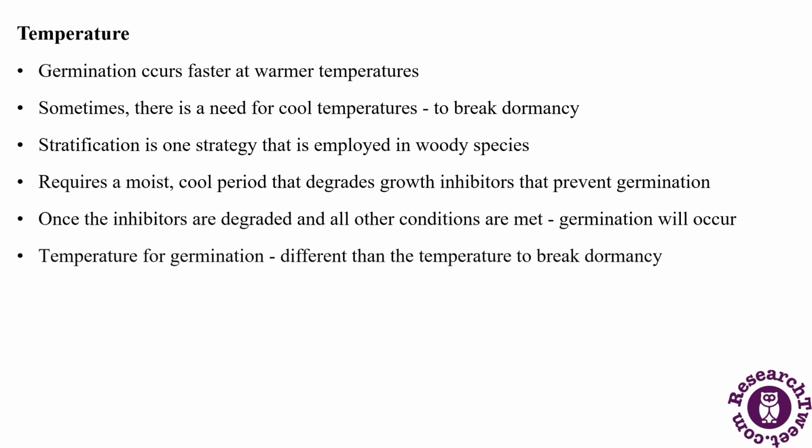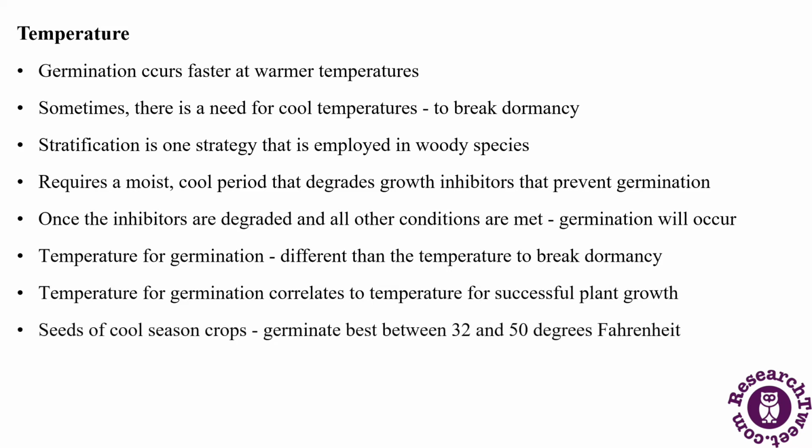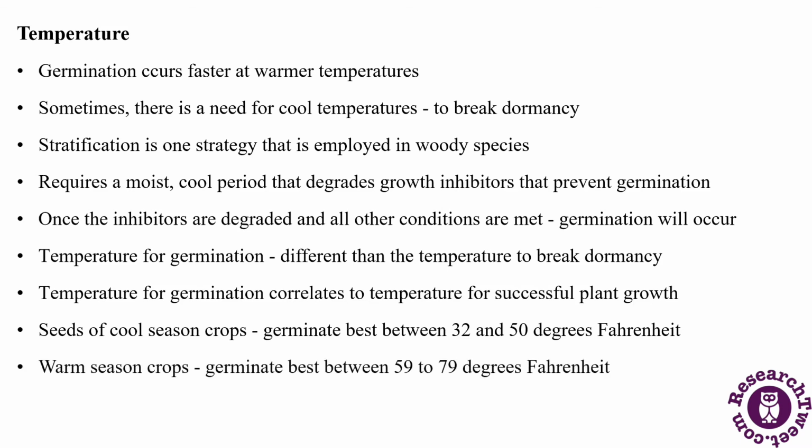The temperature for germination to occur is quite different than the temperature requirement to break dormancy. Generally, the temperature for germination correlates to the temperature needed for successful plant growth. Seeds of cool season crops germinate best at temperatures between 32 and 50 degrees Fahrenheit. Examples: celery, lettuce, peas. While warm season crops germinate best at temperatures between 59 to 79 degrees Fahrenheit.